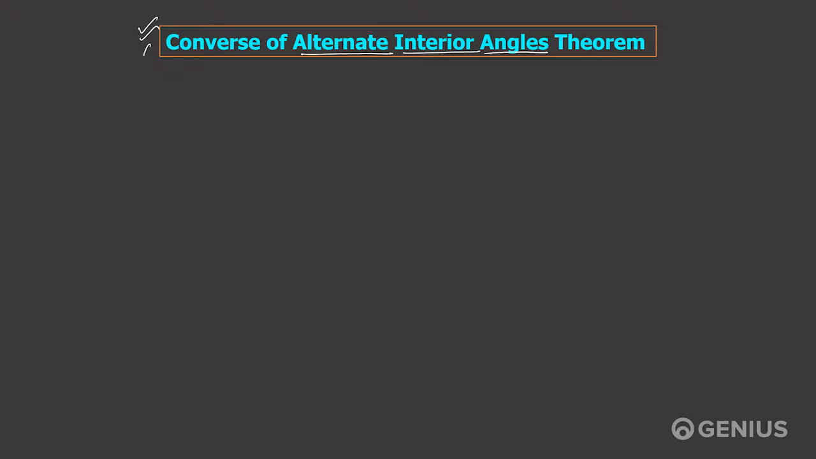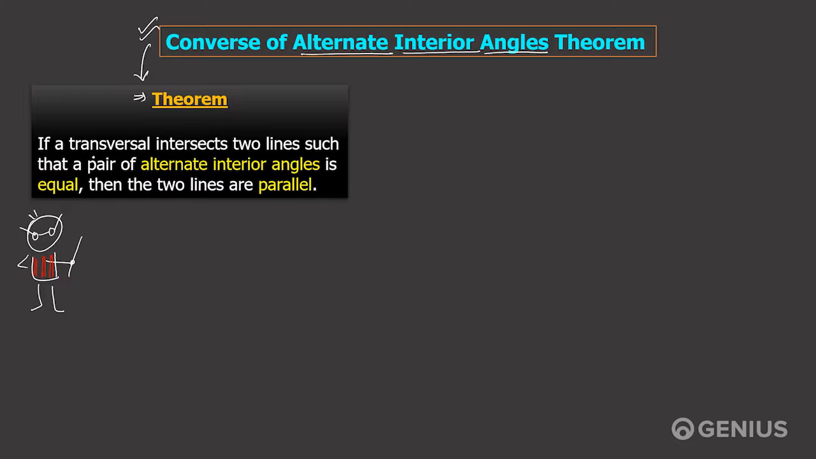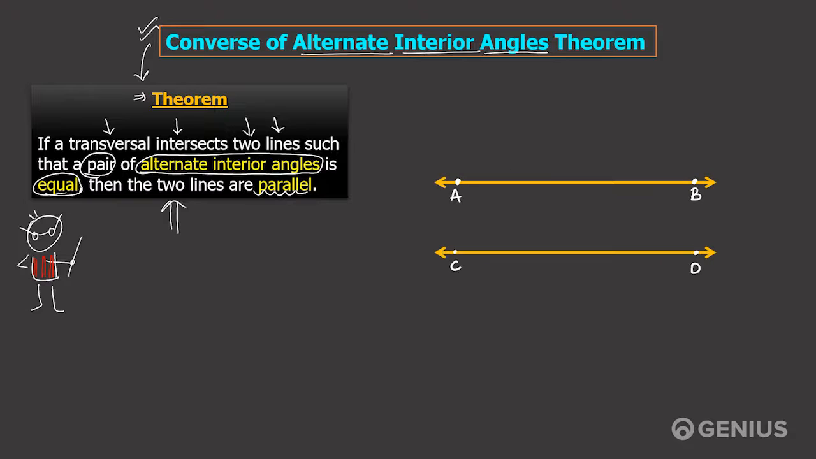वैसे we can prove one more theorem based on alternate interior angles. The theorem states that if a transversal intersects two lines such that a pair of alternate interior angles is equal, तो then the two lines are parallel. First, इस statement को हम समझने की कोशिश करते हैं. तो पहला part of the theorem says we have a transversal that intersects two lines. ठीक है, तो let PS be the transversal that intersects two lines AB and CD.